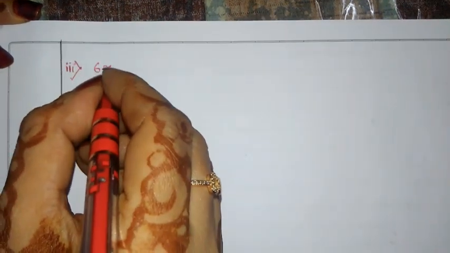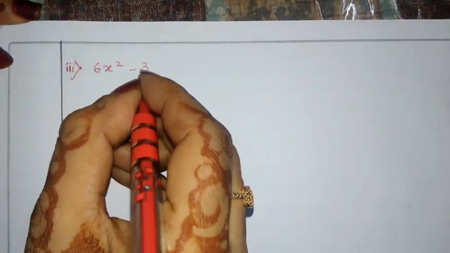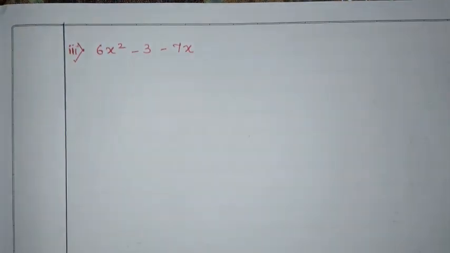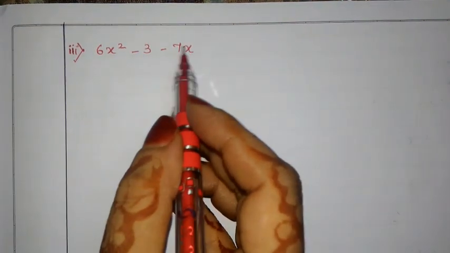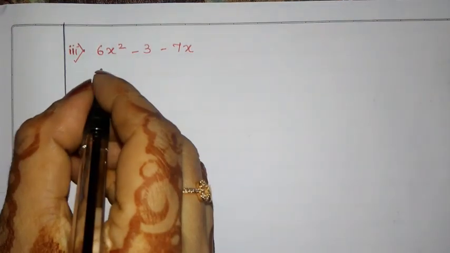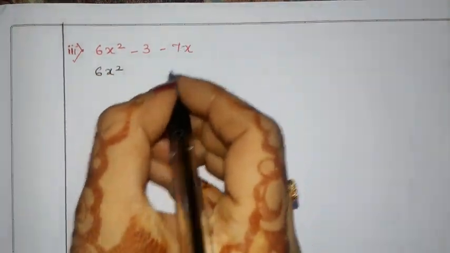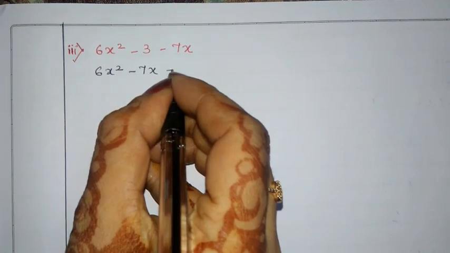Let us see now question number 3. What is question number 3? Question number 3 is 6x square minus 3 minus 7x. What they have told us to prove is, first, it is not in quadratic polynomial form. Let us write it in quadratic polynomial form. After 6x square, we need to bring 7x, then minus 3.